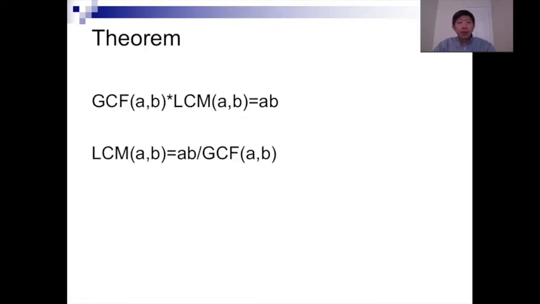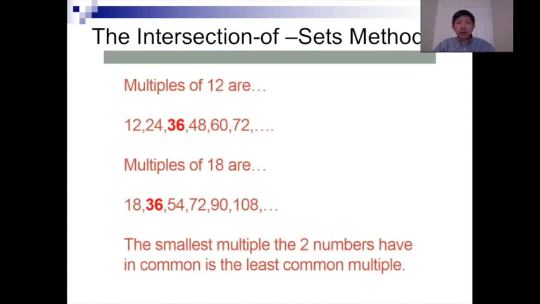And here is also a theorem. The theorem says that if you take the GCF times the LCM, it is equal to the two numbers multiplied together. So if I want to find the LCM, once I find the GCF, I can take the two numbers times each other and then divide by the GCF to find the LCM. I can give you an example later on. So now let's move on to the next.